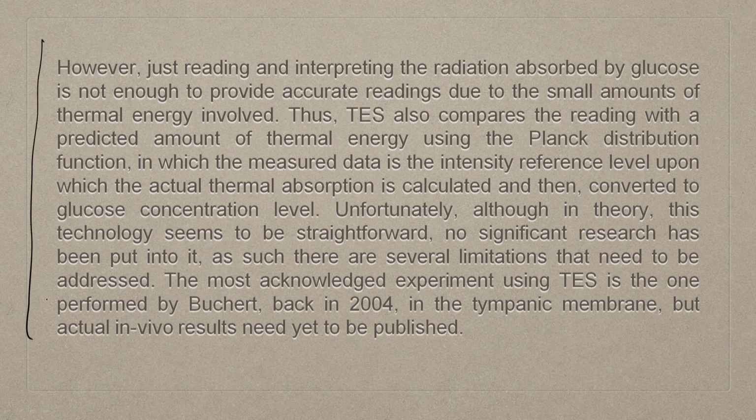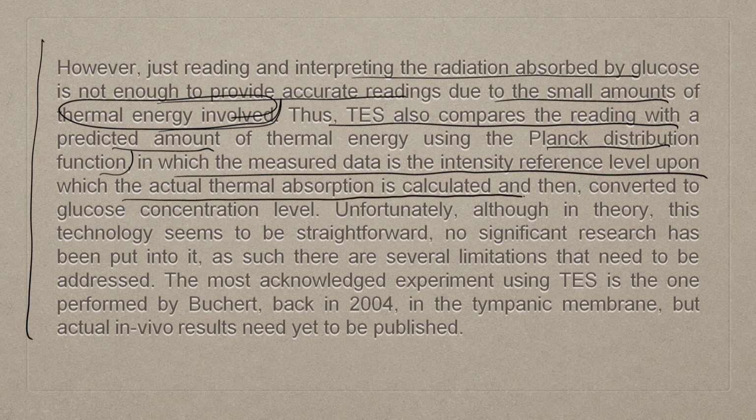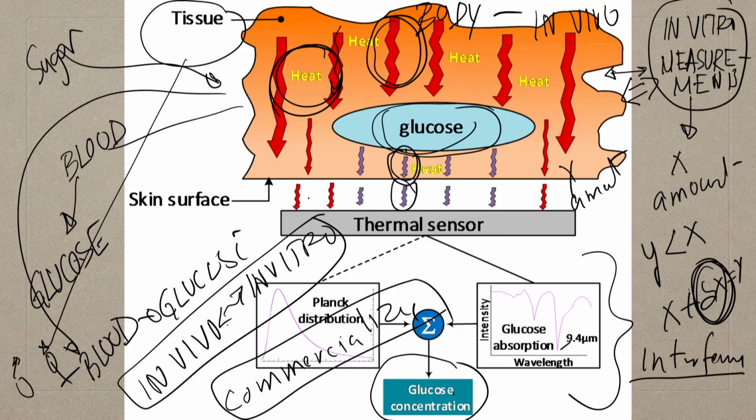However, just reading and interpreting the radiation absorbed by glucose is not enough to provide an accurate reading, due to the small amount of thermal energy involved. Thus, TES also compares the reading with a predicted amount of thermal energy using Planck's distribution function, in which the measured data is the intensity reference level upon which the actual thermal absorption is calculated and then converted to glucose concentration level. So, you see the complexity, and that whole picture will make more sense when we talk about Planck's distribution, from which you are measuring the intensity of the small amount of radiation you are getting.